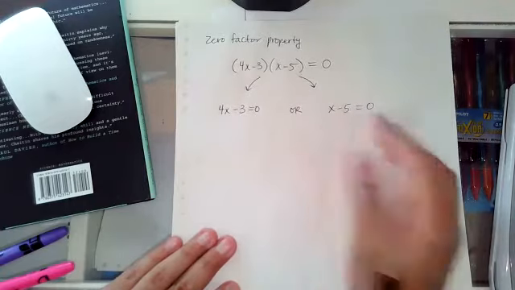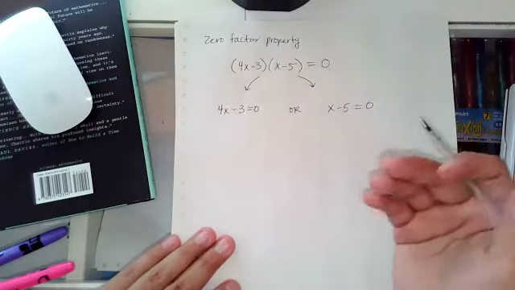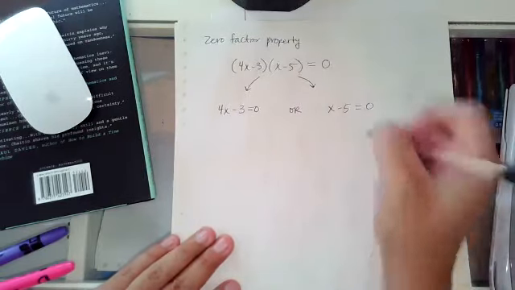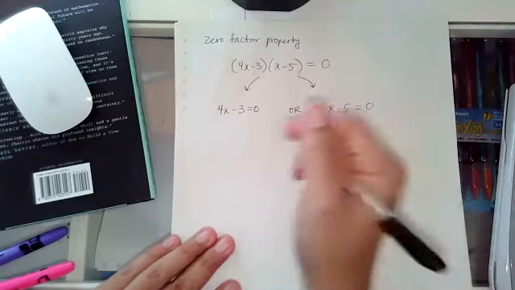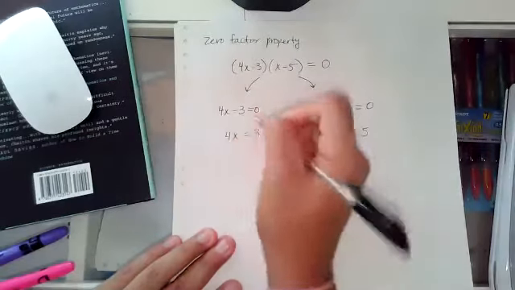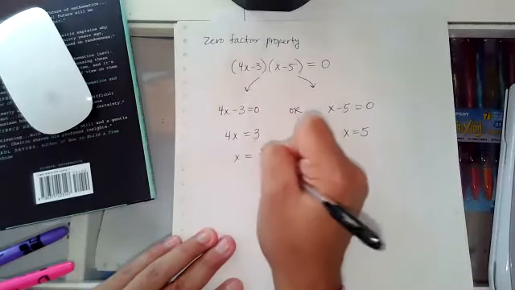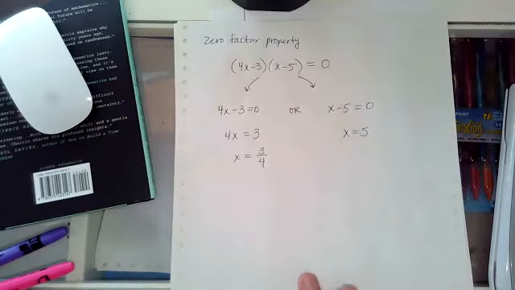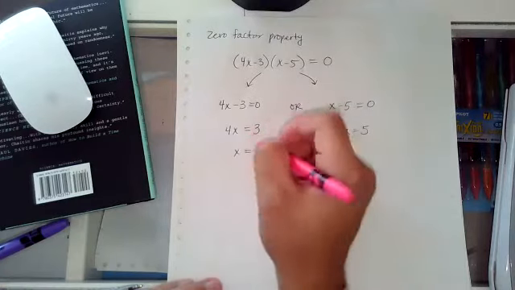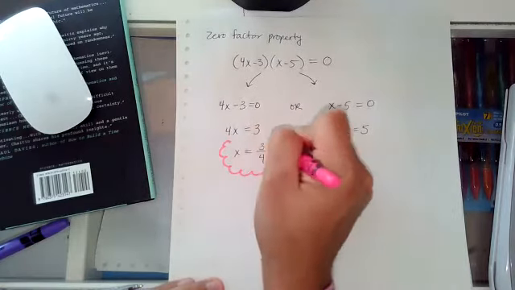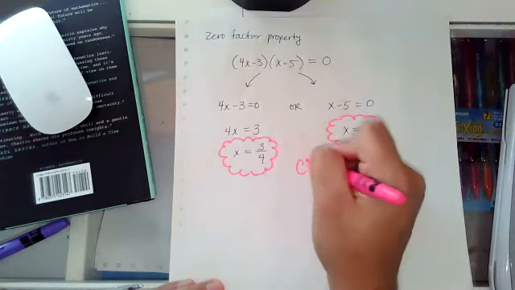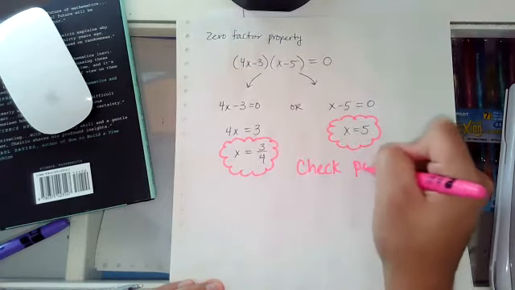The equation that I've written on the right-hand side is really straightforward. It's just a linear equation that we can move the 5 over, so we get x is equal to 5. And then this one, we can move the 3 over and get a positive 3. That's equal to 4x, and then divide by 4, so we would get 3 over 4. But I'm going to put a little cloud around these because we need to check our solutions. These are the potential solutions.